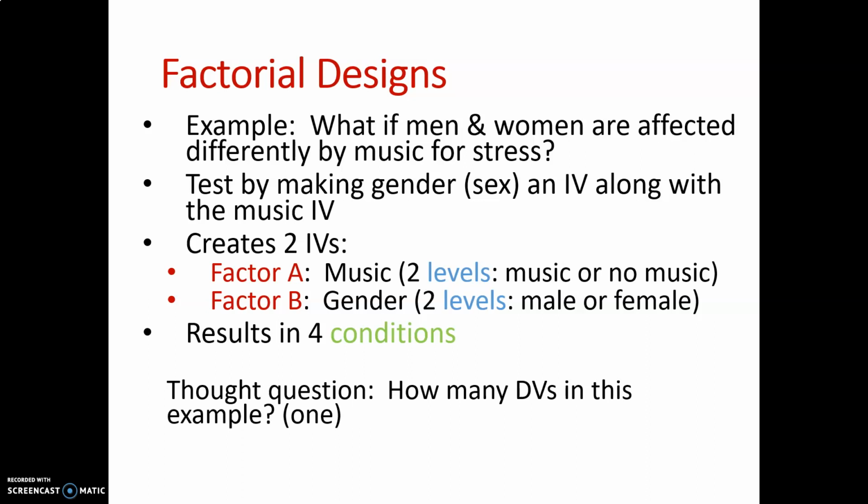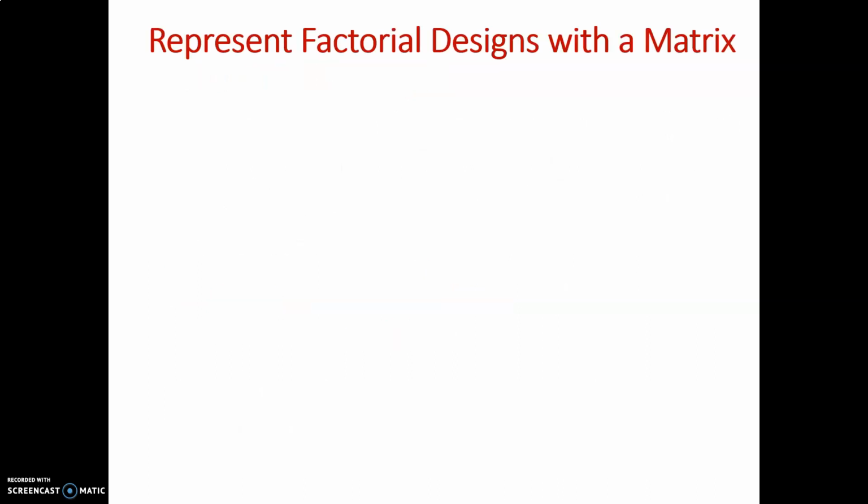So in this particular example, how many dependent variables do we have? 1, just stress level. But we're looking at 2 factors to see if they'll predict those stress level outcomes.